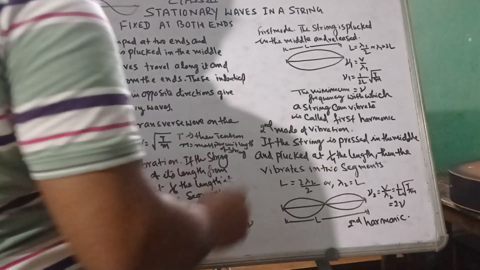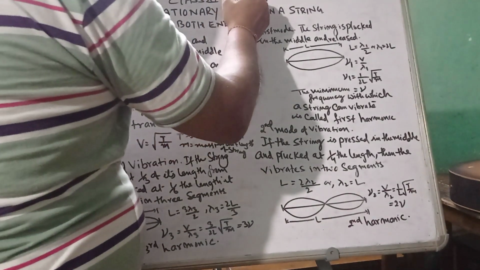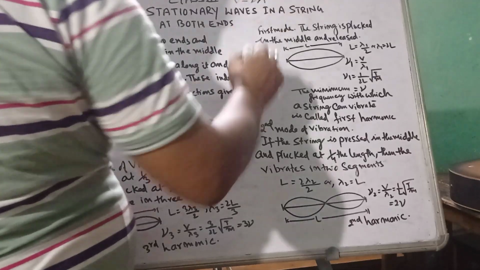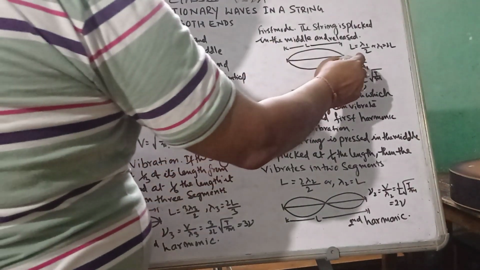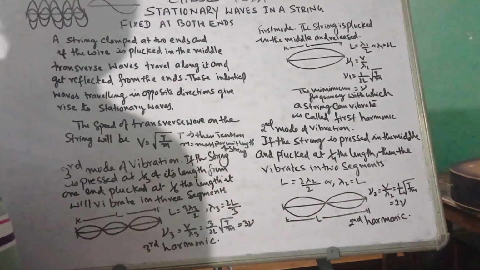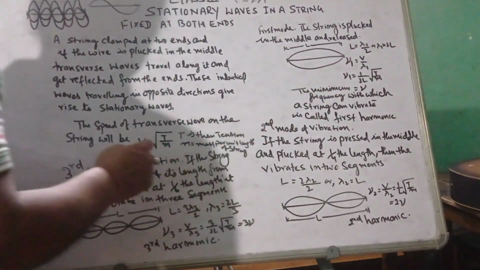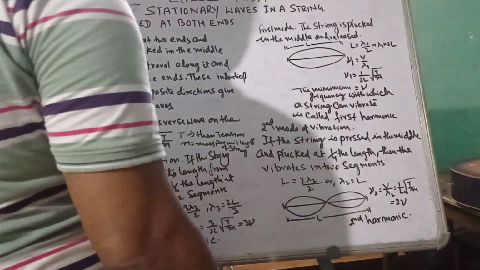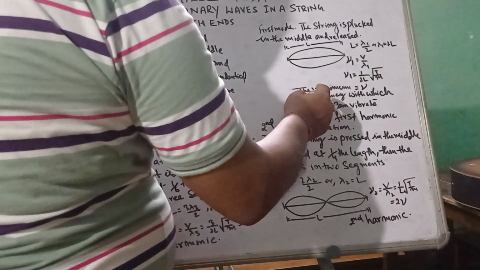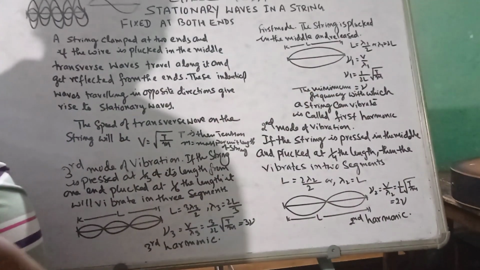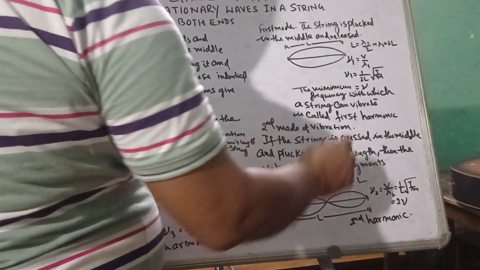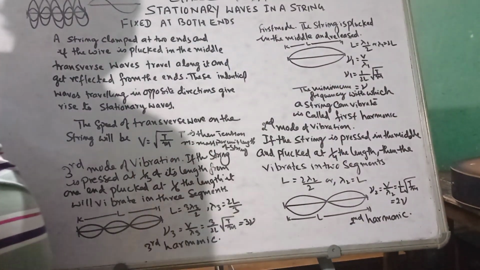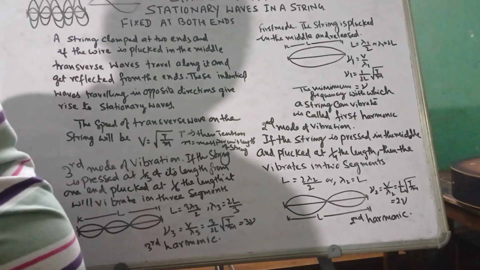Now, we know that velocity of the wave is equal to frequency into wavelength. So v by lambda is the frequency. And when we place the velocity of the transverse wave, we get this result. This is the minimum frequency with which a string can vibrate, called the first harmonic.